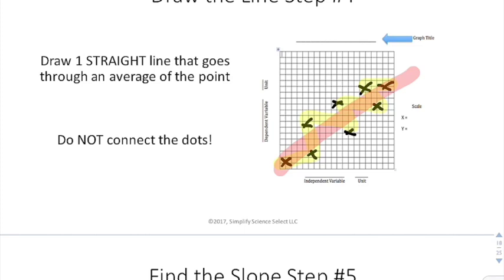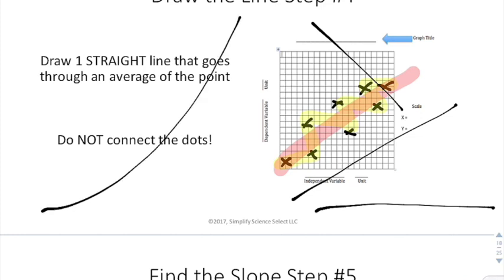Whenever you do that, you are going to have some points above the line and some points below the line, but they should even out. Now remember, this has to be a smooth, continuous line or curve. It can be a straight line, or it can be a curve. Something along those lines.